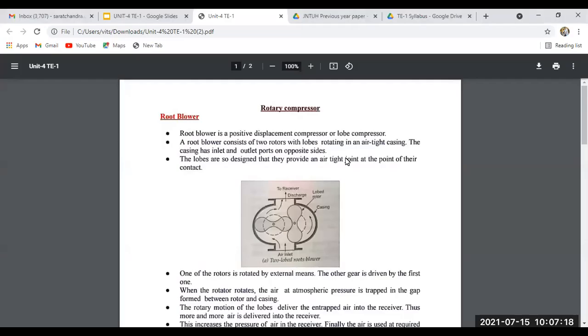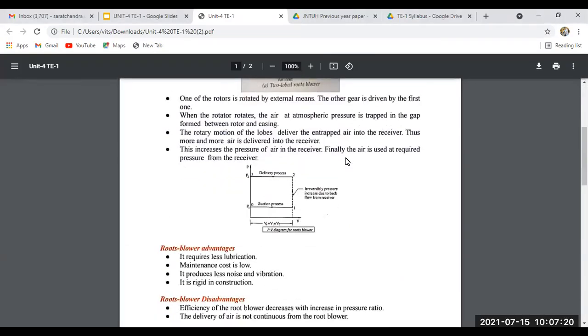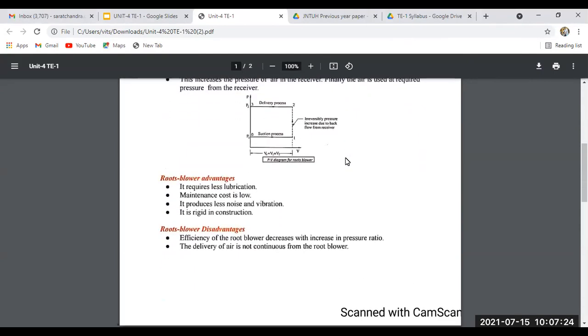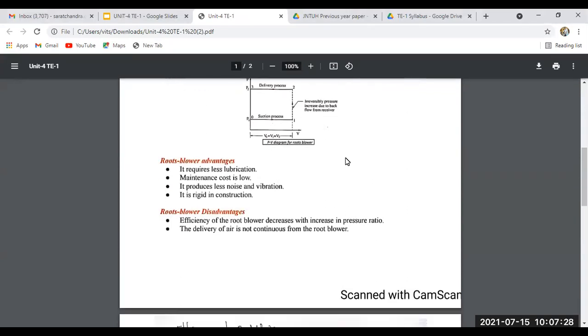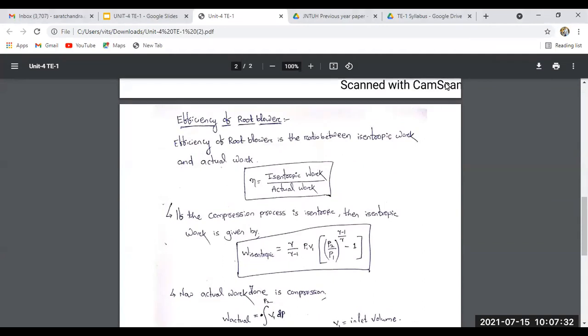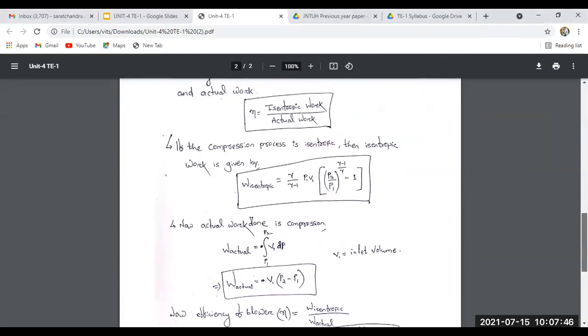Construction of a root blower compressor, the working principle of a root blower compressor, and some advantages and disadvantages we discussed yesterday. Along with that, we discussed the efficiency, how to determine the efficiency of a root blower compressor. The formula was isentropic work divided by actual work. This small derivation we also did yesterday.